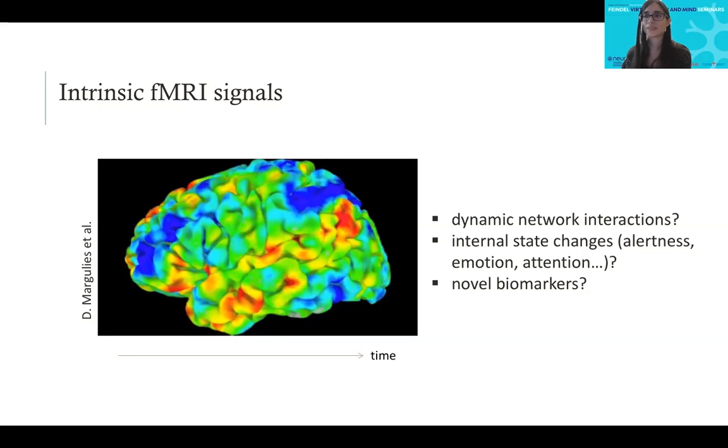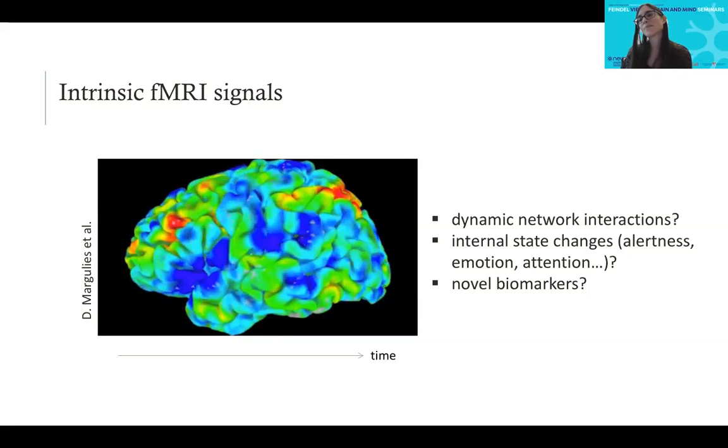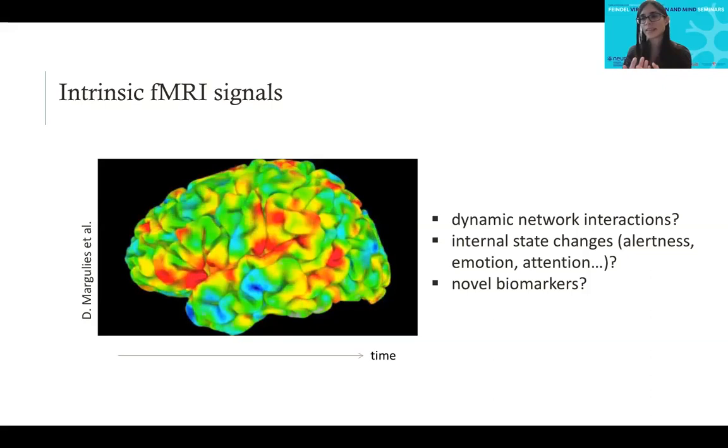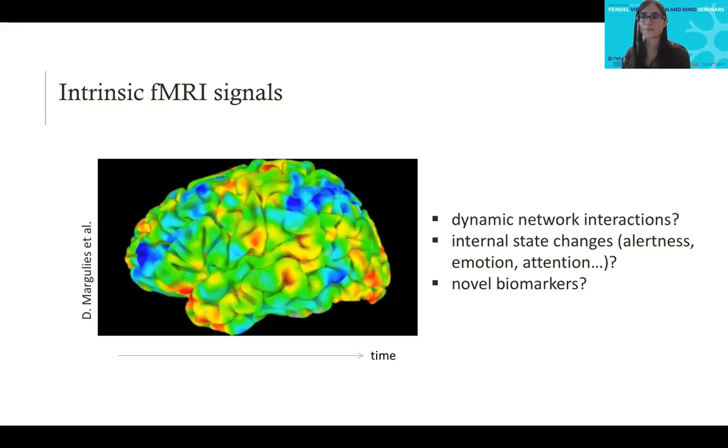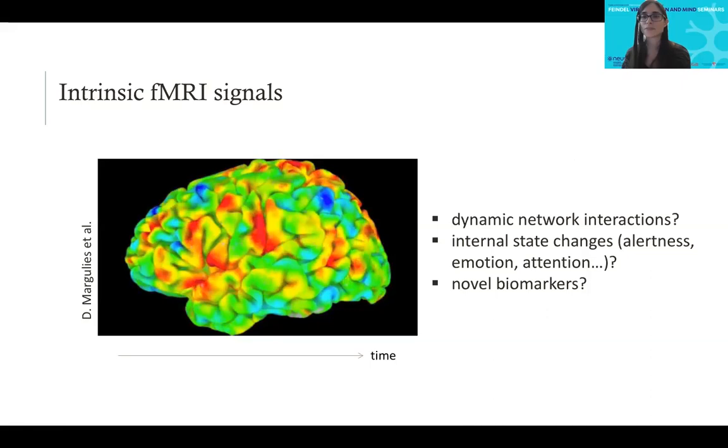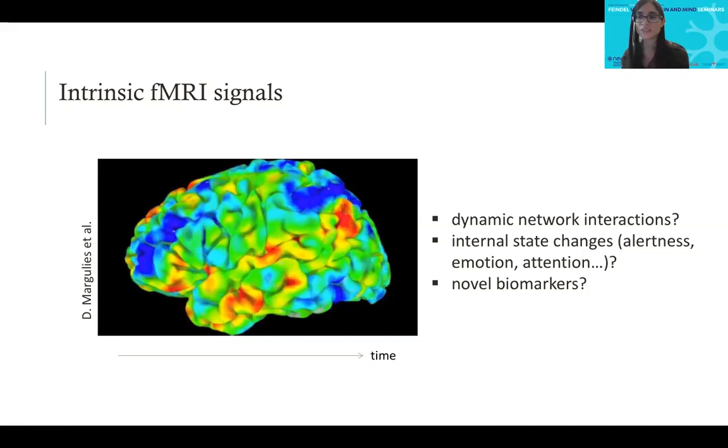So for example, instead of making a single map of activity or connectivity on average across a scan, what if we try to look more explicitly at the patterns that are unfolding over time and see if that tells us more about how different networks are interacting, or if we can learn more about natural state changes like alertness or attention, and also whether features extracted from the dynamics of these signals can provide useful biomarkers.